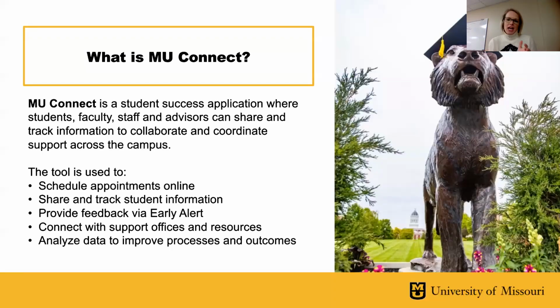So MU Connect is a comprehensive student success platform that connects students, staff, faculty, and advisors throughout our campus for the purpose of tracking information to collaborate and coordinate support for students across our campus. Specifically, the tool is used for scheduling appointments, sharing and tracking student information, providing feedback via the early alert process, which we're going to talk about today, and connecting students with student support offices and resources.